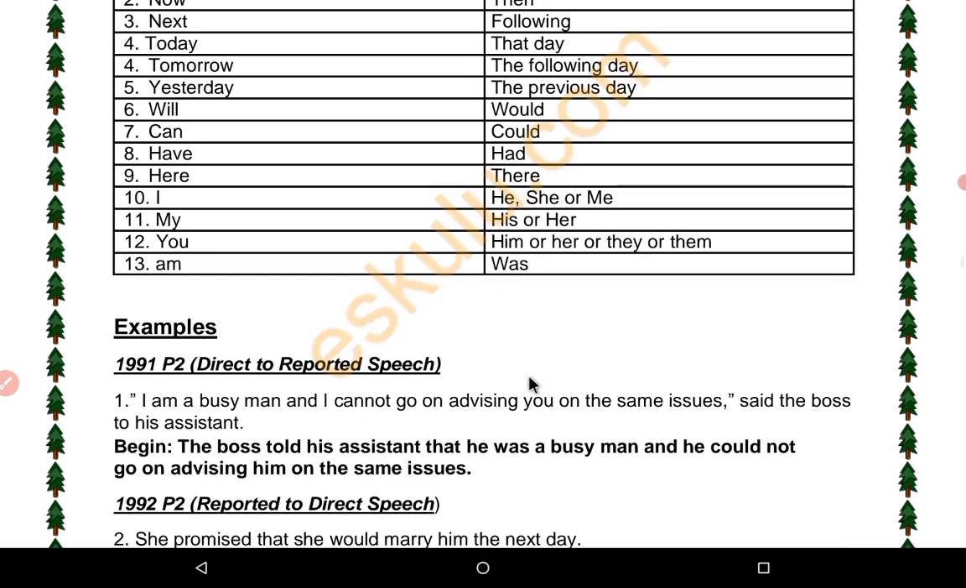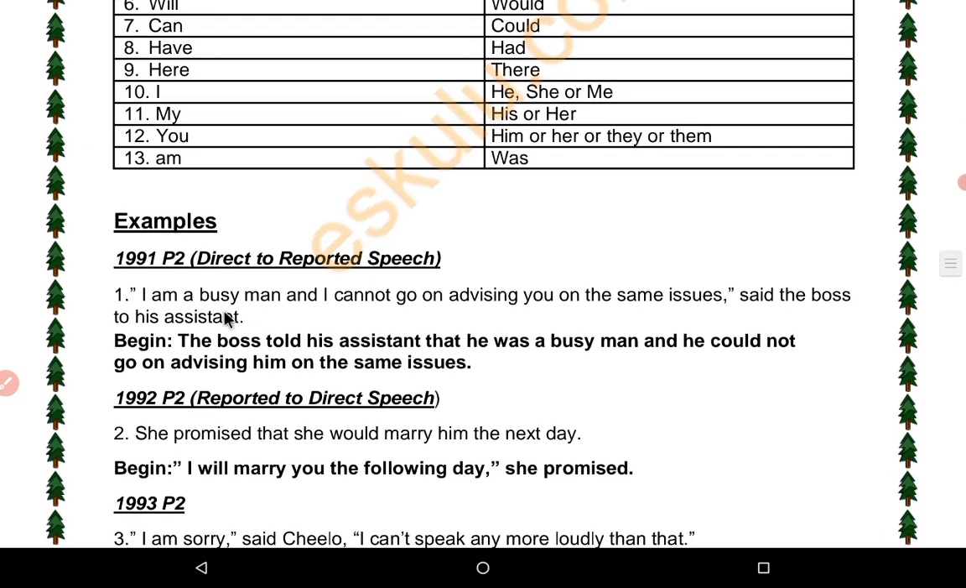Let's look at some examples. Look at this example. I'm a busy man and I cannot go on advising you on the same issues, said the boss to his assistant. Already you can say this is in direct speech. Now when you want to report it, you are going to start from here, not starting with this. So reported speech, you start it from who was speaking. Reported speech will start with the person that was speaking, so it will start from here, the boss.